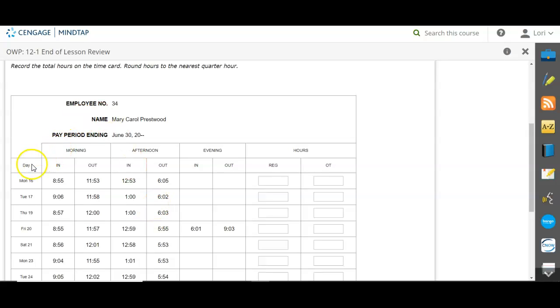If you look right here on Monday, the 16th, she comes in at 8:55. She leaves at 11:53. That simply means we're going to look at this as she comes in at 9 and she leaves at noon. So that's 3 hours in the morning. And then she comes back at 12:53, which is 1 o'clock, and she leaves at 6. So 1 to 6 is 5. So she worked 8 hours. So you're going over to the regular spot and you're going to put in the 8 hours that she worked.